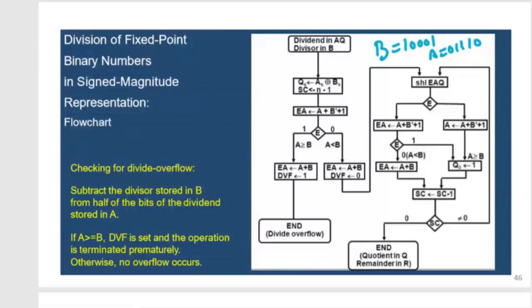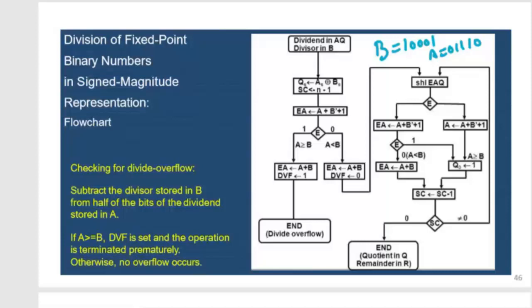So if A is less than B, then A plus B will be done and the result will be stored in EA. In this case, when A is less than B, there will be no divide overflow. That's why in divide overflow, 0 will be shifted.